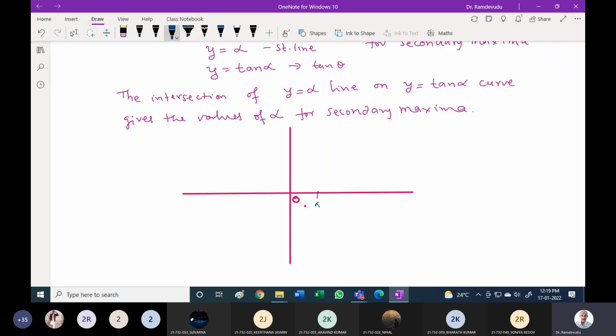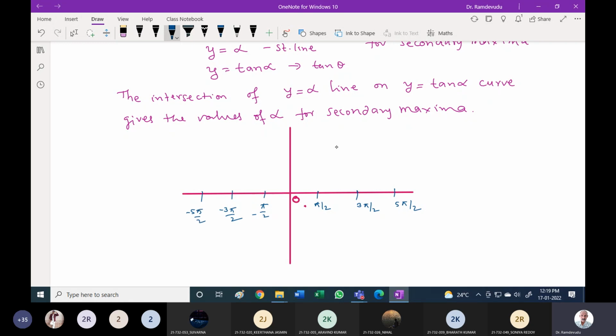This may be pi by 2. I take one line here. I take 3 pi by 2, here another one, and maybe 5 pi by 2 here. On either side, I also take minus pi by 2, and here minus 3 pi by 2, and here maybe minus 5 pi by 2, and so on you can take it.